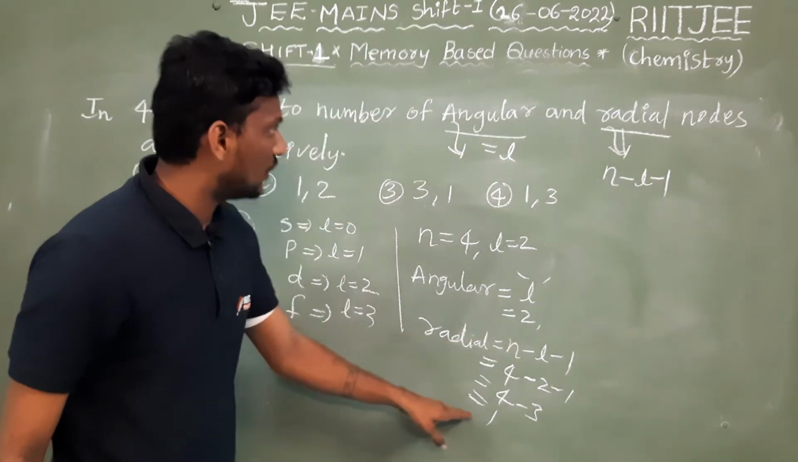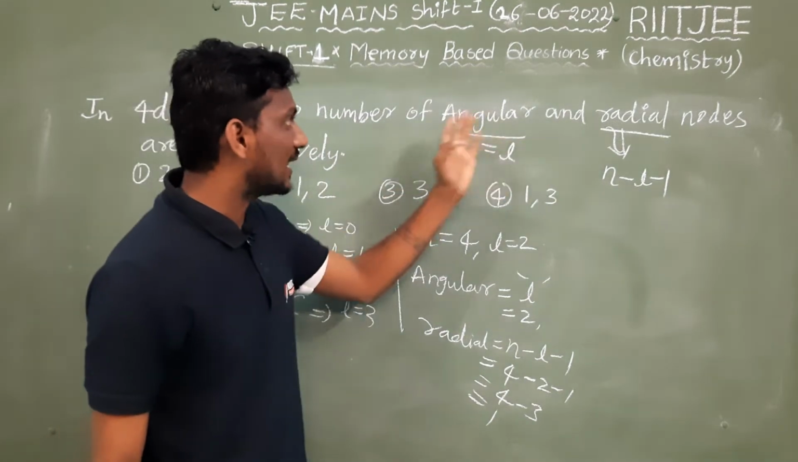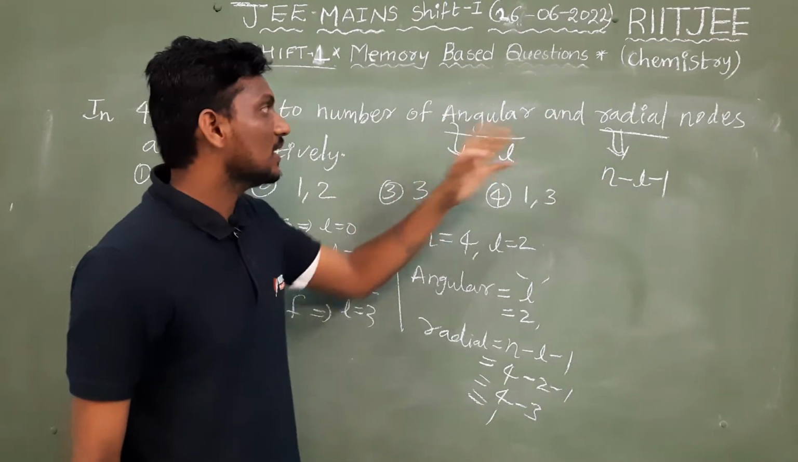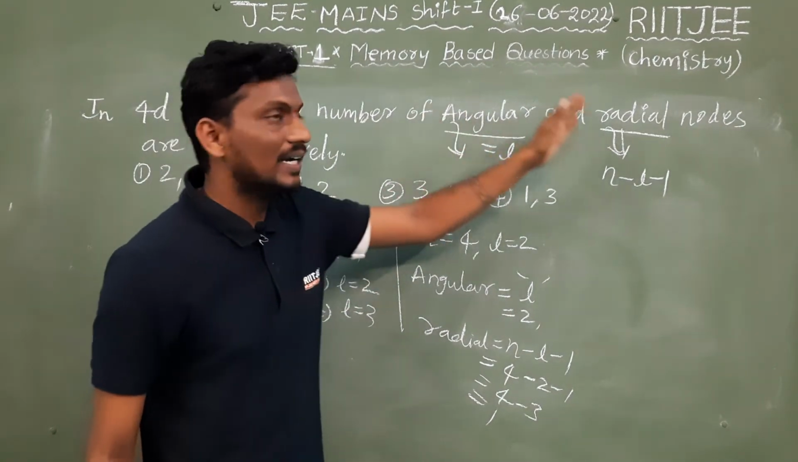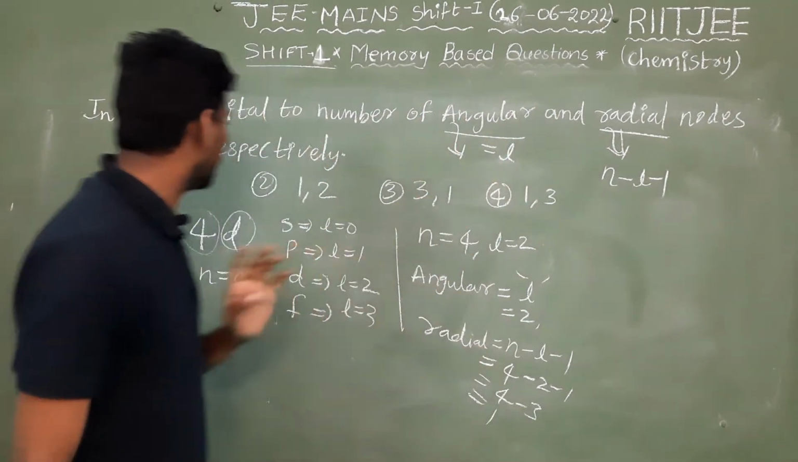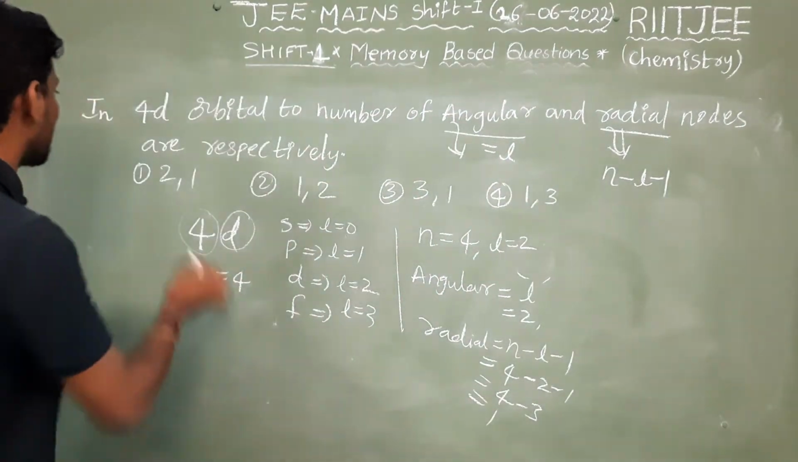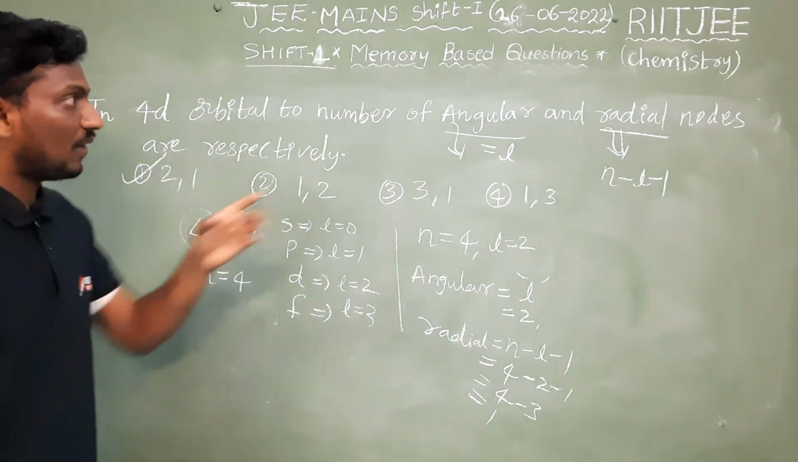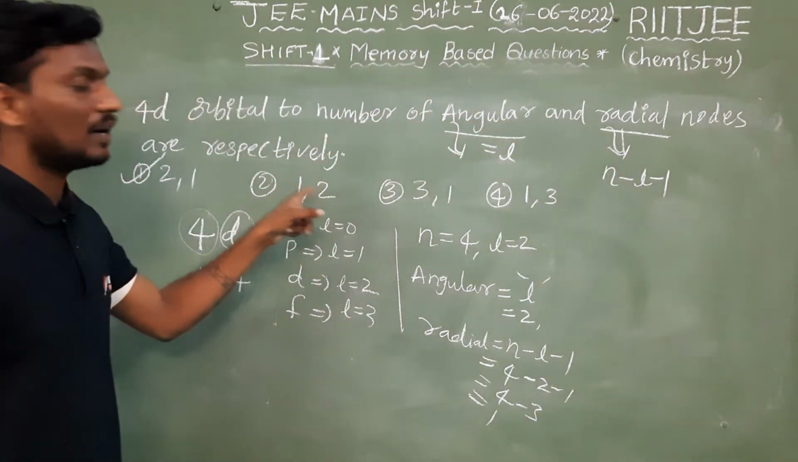So the question is asking for the angular nodes and radial nodes, in that order: first angular nodes, then radial nodes. That is 2 comma 1. So 2 comma 1 is the right answer, that is the first option. If you find the radial and angular, that is 1 comma 2 you will get.